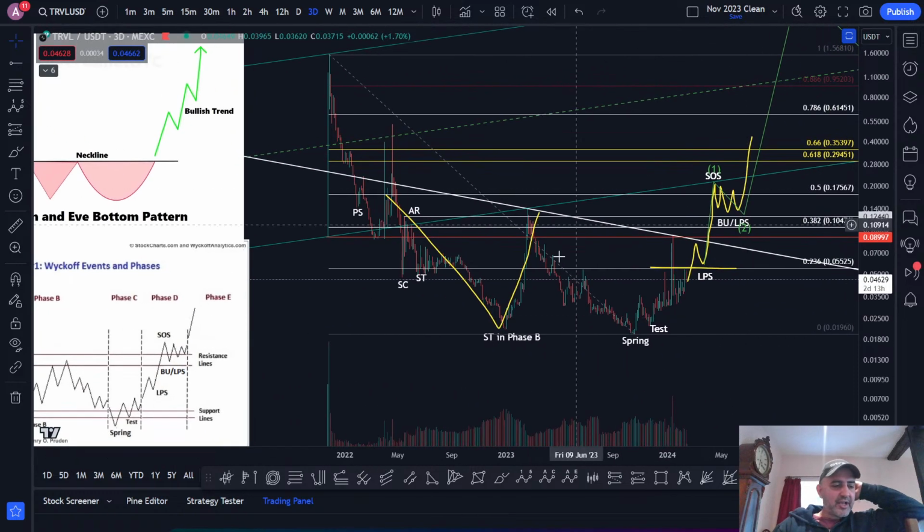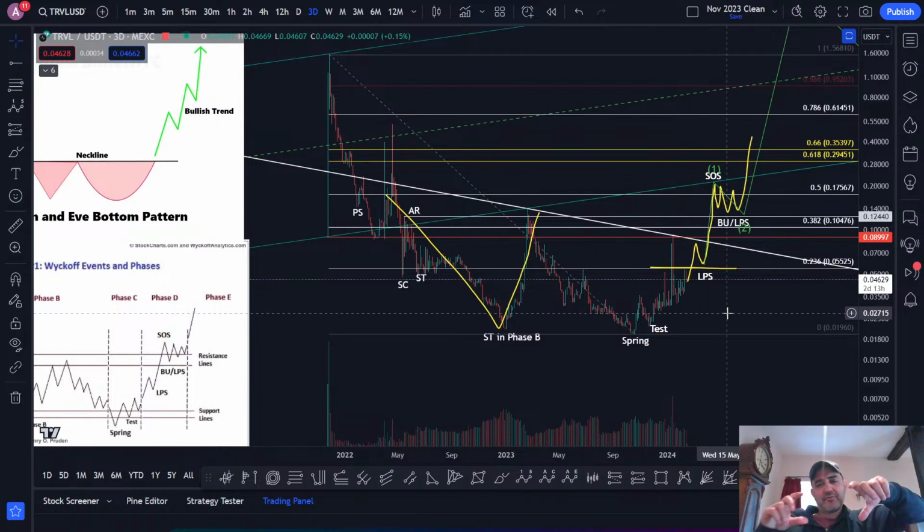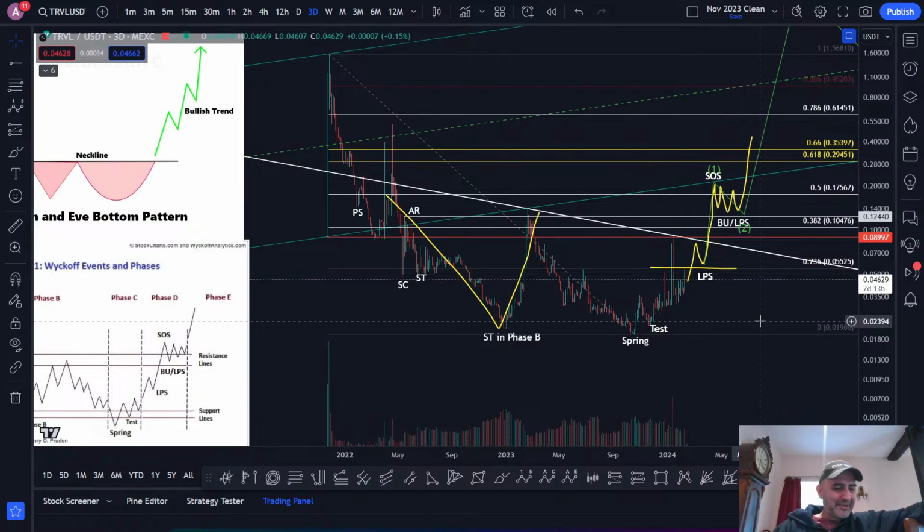The good thing about charting like this is that I can put a really massive headline: Adam and Eve pattern forming, Wyckoff accumulation pattern almost complete. Get people to click on it. That's what I really want to do.